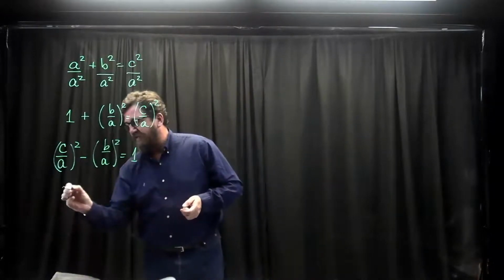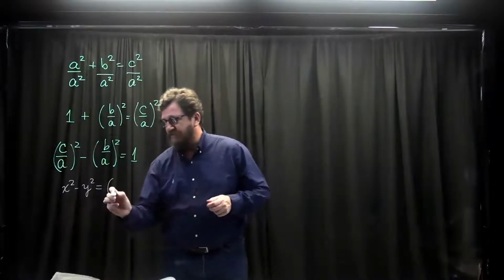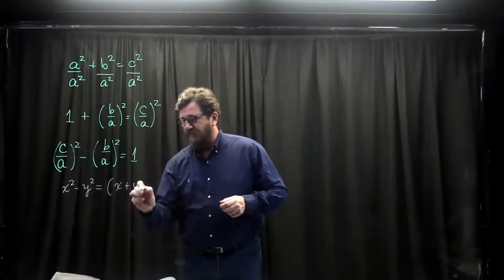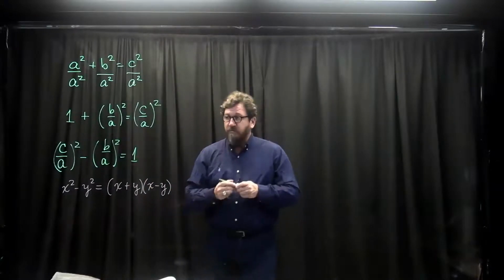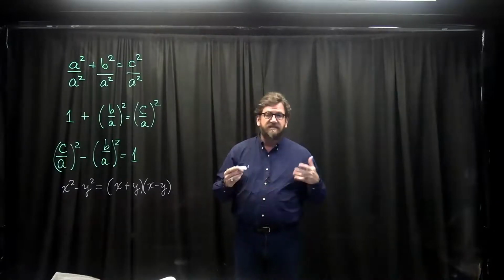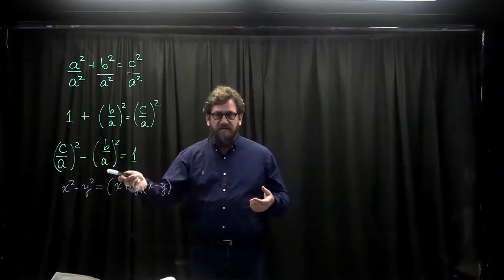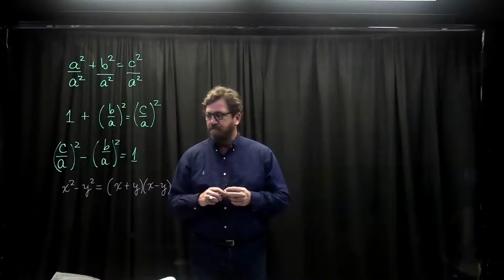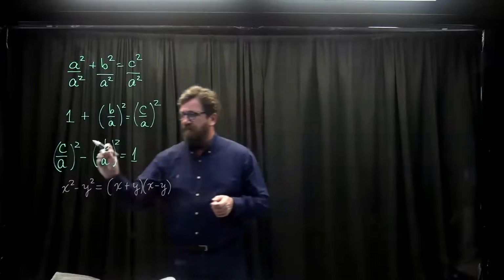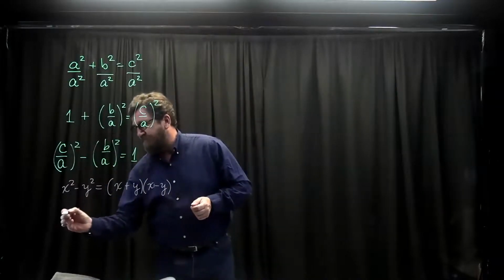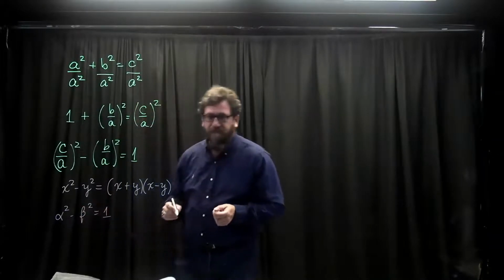I know if I have x squared minus y squared, I can write that as the sum of x and y times the difference of x and y. And that was why I just did all the arithmetic I did. And since this comes from a right triangle, and it would not make sense to have the length of a side of a triangle being 0, I'm okay with dividing by a. So because of this, permit me to rewrite this now as alpha squared minus beta squared equals 1.